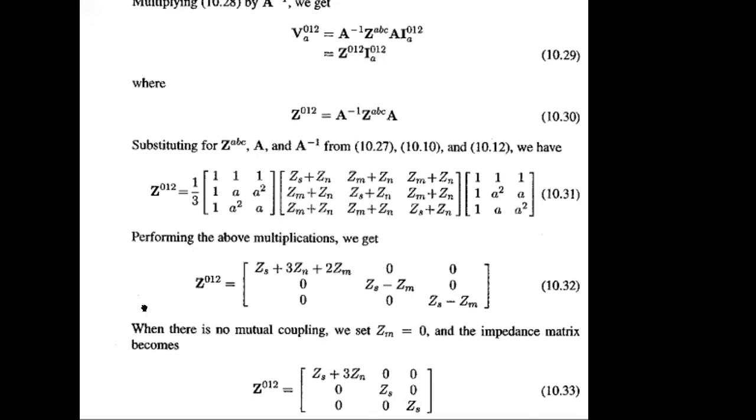Okay, this was the Z012 formula in terms of ZS, ZM and Zn. For this case, Zn is 0. The detailed discussion regarding the derivation of Z012, the sequence impedance, was covered in the last class. So those who have completed the calculation for Z012 can find V012.